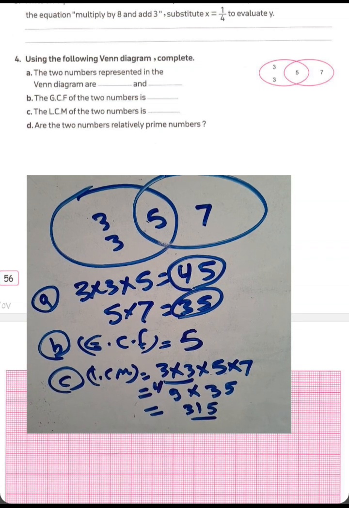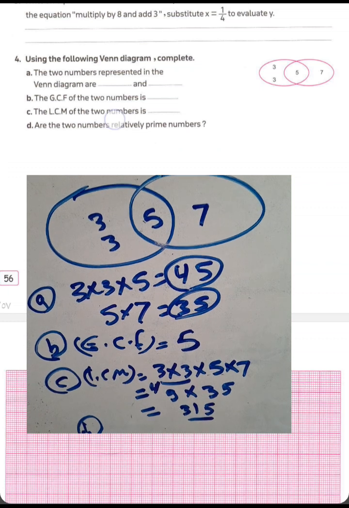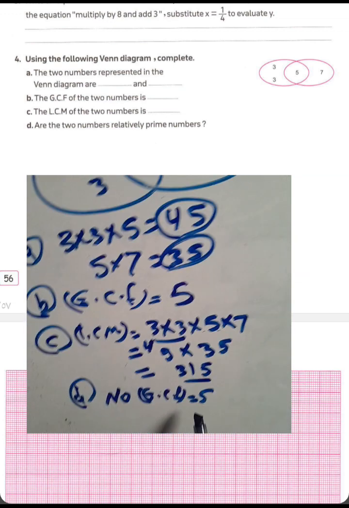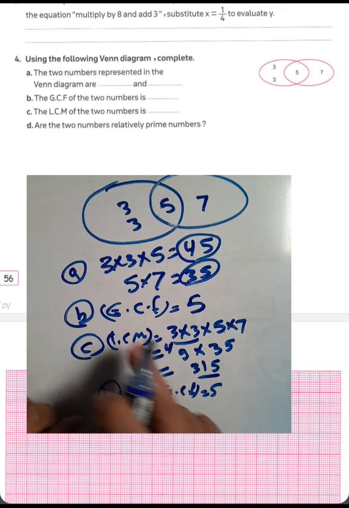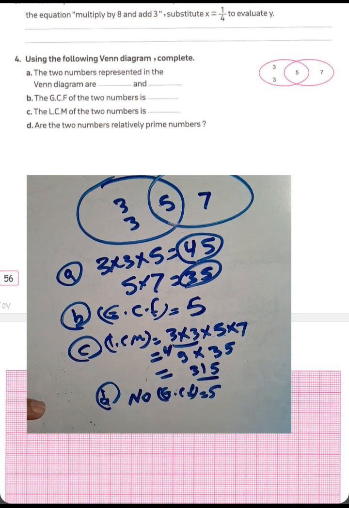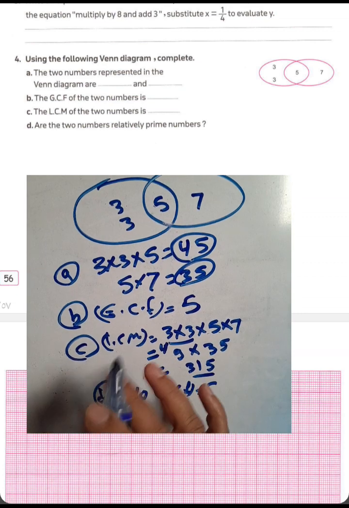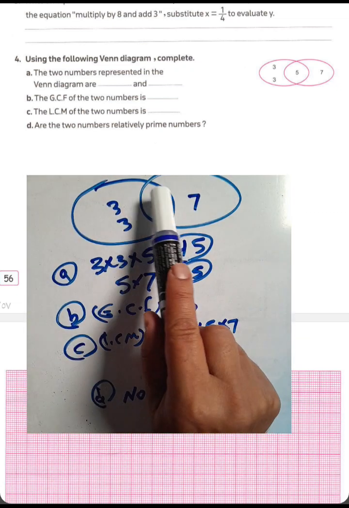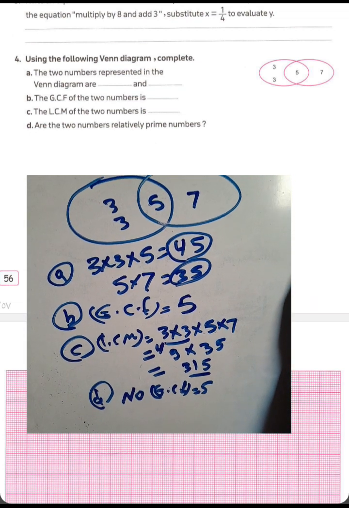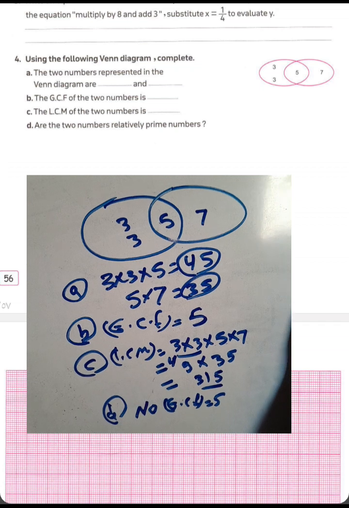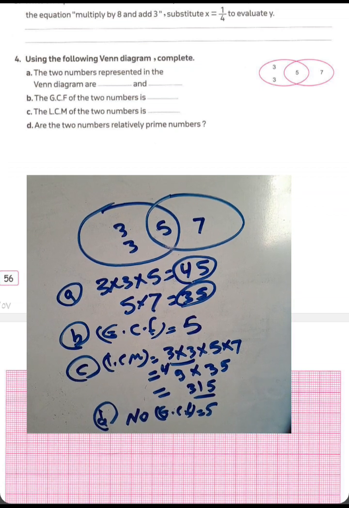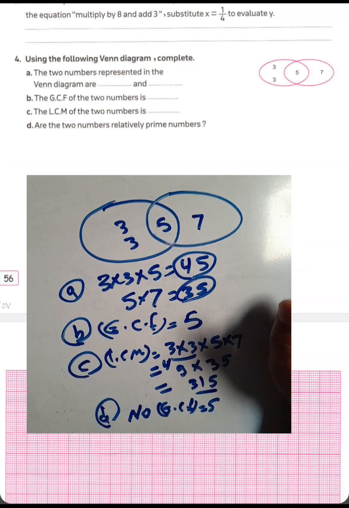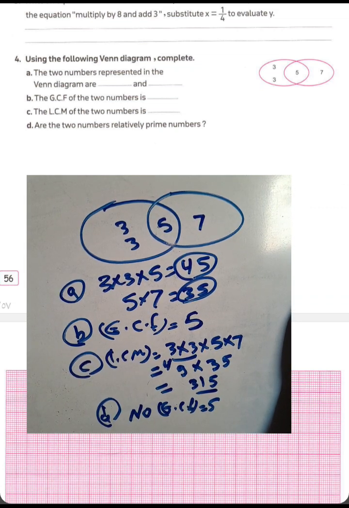Okay. Letter D. Are the two numbers relatively prime numbers? No. Why? Because the greatest common factor between them was 5. If the greatest common factor between two numbers equals 1, we can call them relatively prime numbers, but in this example we have 5 here. If this part is empty, you can say yes. But in this example the greatest common factor between the two numbers is 5. Then the first number 45 and 35 are not relatively prime numbers, because the greatest common factor between the two numbers does not equal 1.